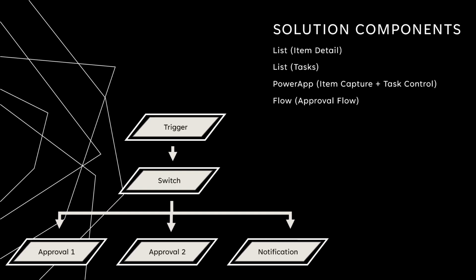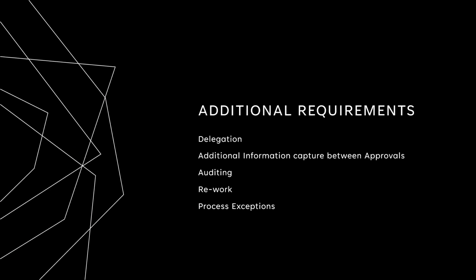We have our list for our item detail. We then have a list of tasks so that we can control it manually within the Power App. And our Power App is more complicated. We have both our item capture and our task control having to do that. And we still only have that one flow for approval. So it is more complicated to build it like this than in just a linear path. But once we've done that, if we get additional requirements, it's a lot easier to deal with.